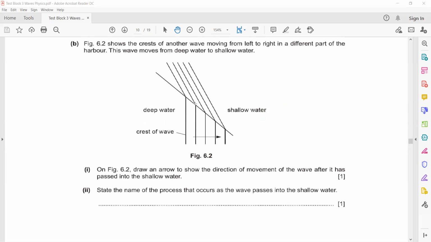So you can draw an arrow here. Should it be accurate? Yeah, it should be accurate, because for 90 degrees, you cannot draw it like this or some other way. It should be 90 degrees, because the direction of the wave is always 90 degrees to the wave front. And state the name of the process that occurs. When the wave changes speed when traveling from one medium to another, we call that refraction.